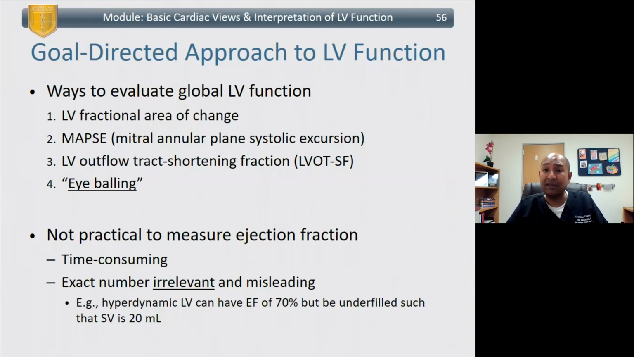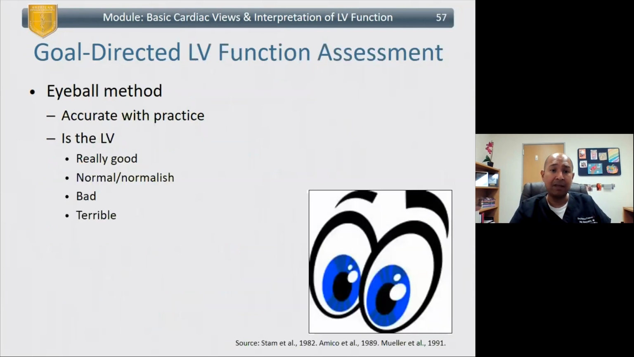What I really want to know is, how is the heart functioning? Is it good? Is it poor? And combine that with all the other data, history and physical and clinical suspicion. So the eyeball method is using terminology like I just mentioned. How is that LV? It's good, it's normal-ish, it's horrible, and to make the right next step to help the patient feel better.